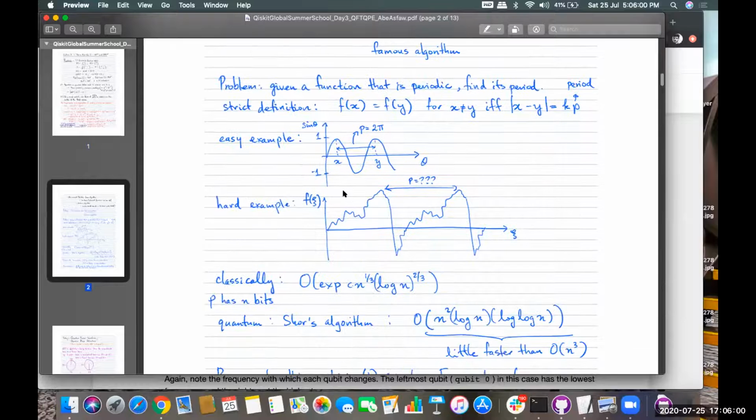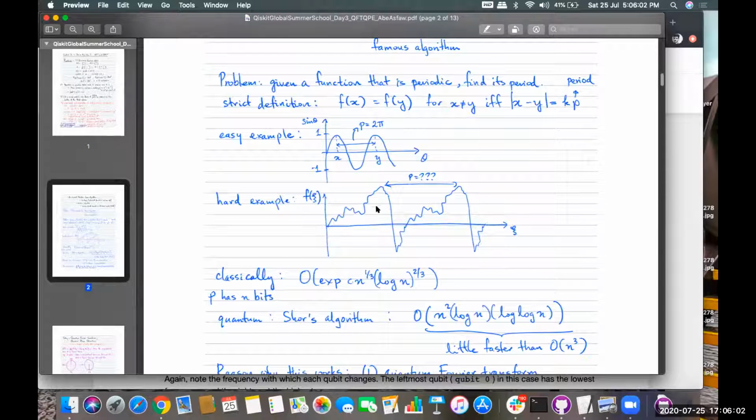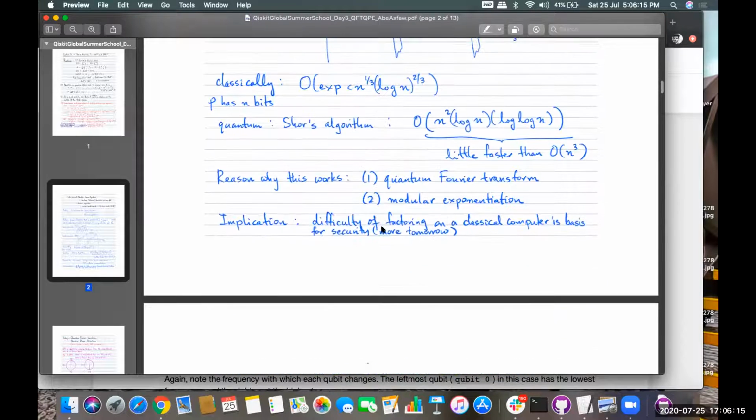Okay, so you can see, right, this is one of the hard examples. If we have to calculate the period here, then that will become difficult for us, because if we take only a particular portion of this wavelength, then it will become even more difficult for us.